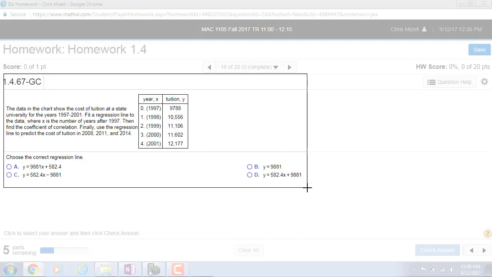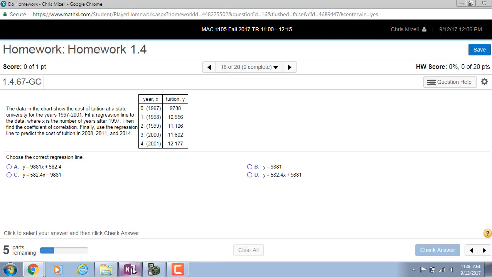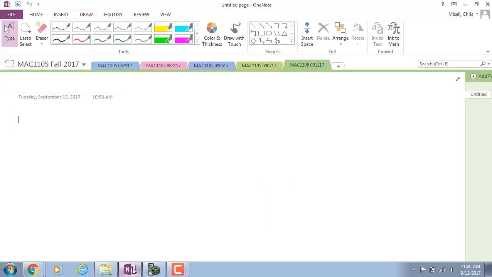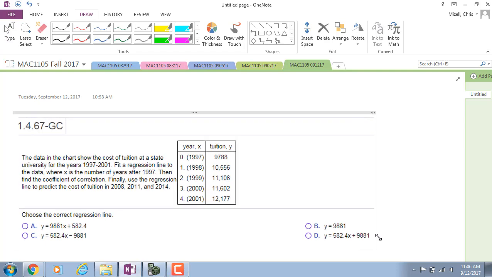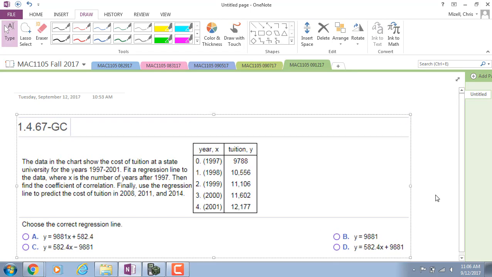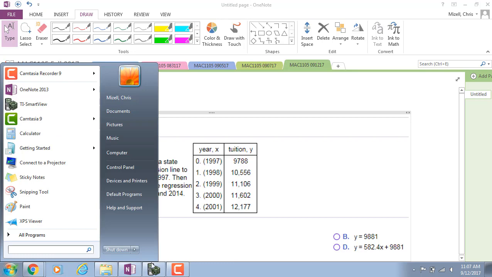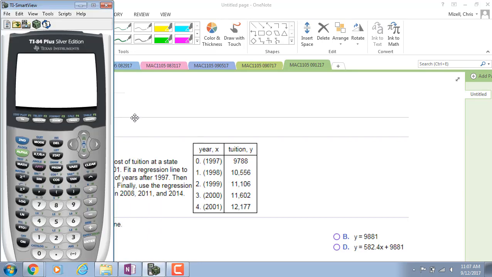Rather than having to input 1,997 for 1997, we want to input 0 for 1997. It's just easier to manage if we want to look at the graph. We don't have to set our viewing window to X goes between 1,997 and 2001. We can just go X equals 0 to 4. It's much simpler that way. So let's get to the calculator and see exactly how to do this.